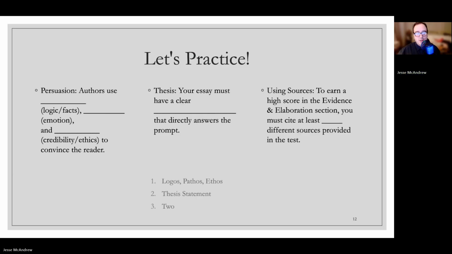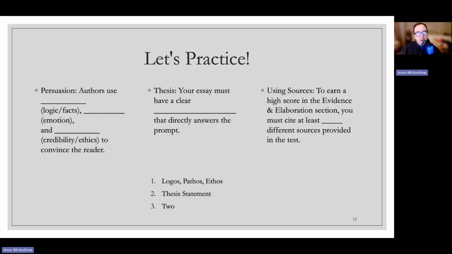All right. So for our first one here, authors use different methods such as logos, pathos, and ethos to convince the reader. So logos relates to logic and facts. Pathos relates to emotion and emotional availability, and ethos relates to credibility and ethics to convince the reader.